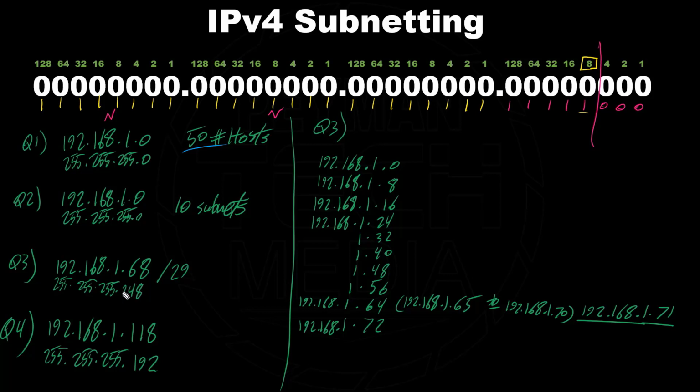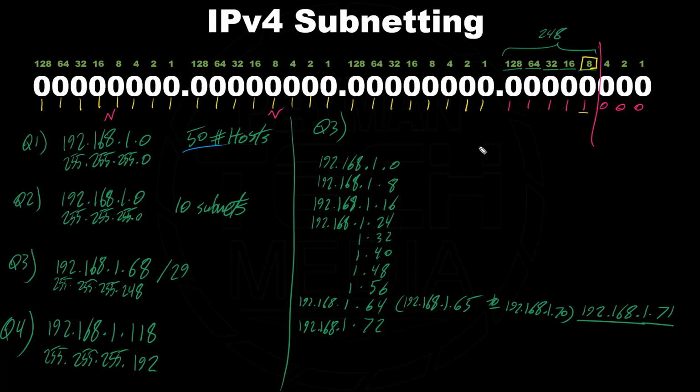Where this 248 is coming from, basically we are converting this binary number to a decimal number. 128 is turned on, 64 turned on, 32 turned on, 16 turned on, and 8 turned on. The rest of them are turned off. 0 is off, 1 is on. So the ones that are on, we just need to add. If we add all these numbers, we get 248.